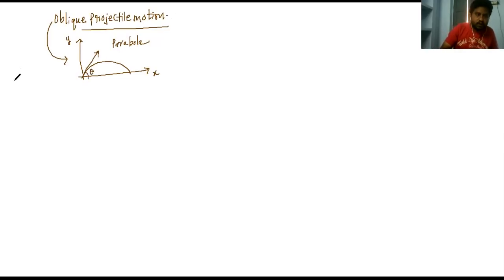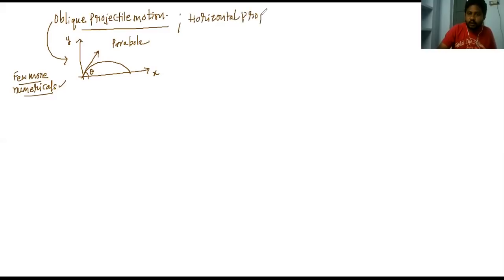In this, let us discuss a few more numericals. After a few more numericals, we will be learning a concept called horizontal projectile. Here also we will be proving that the path of a projectile is a parabola once again. Let's discuss the first numerical for today's class.